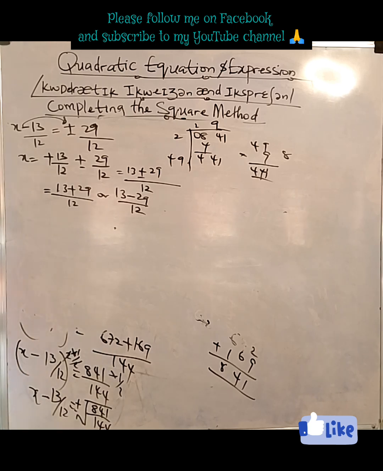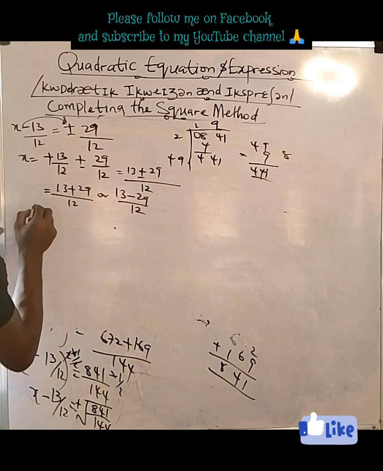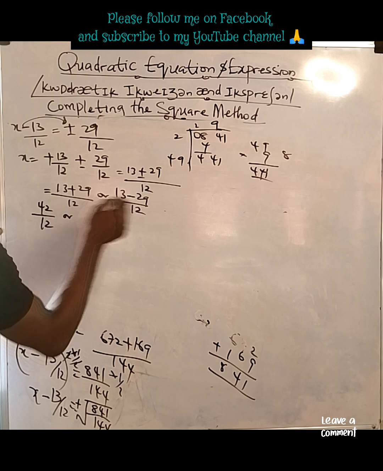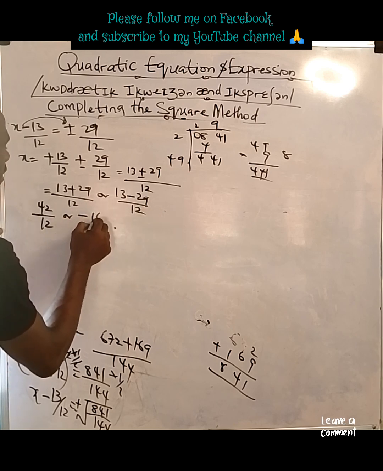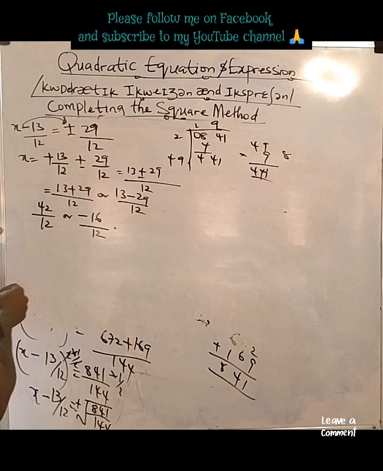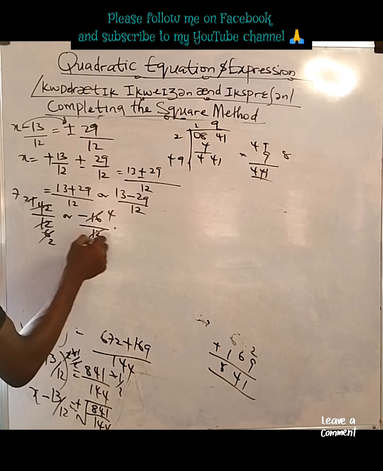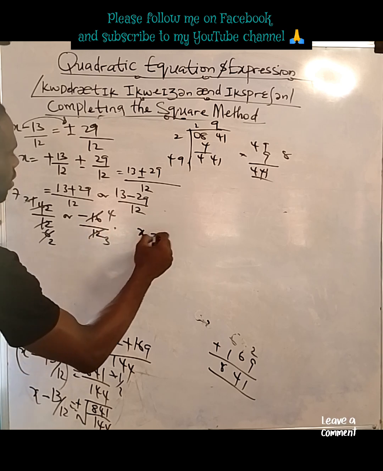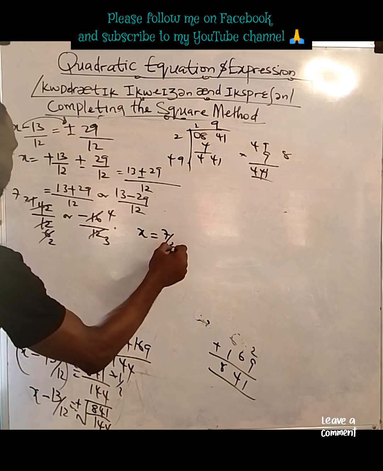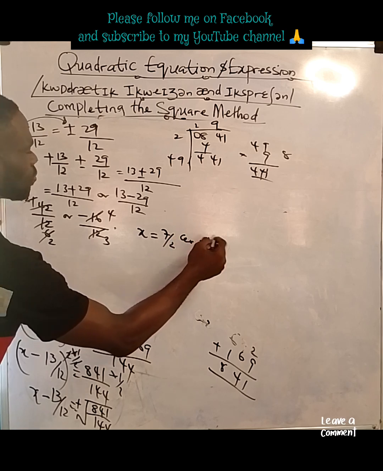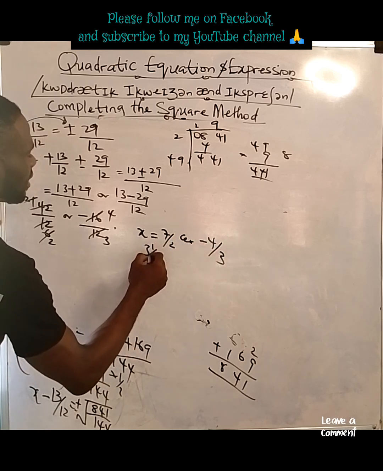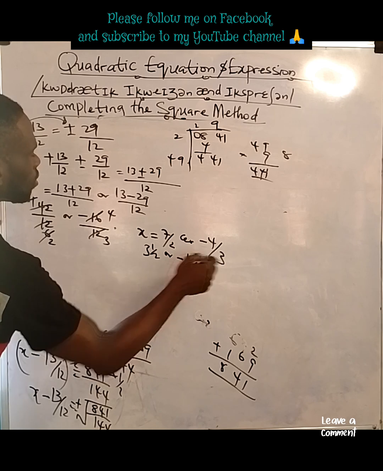So what do we do next? 13 plus 29 will give us 42 over 12. 13 minus 29 will give us minus 16 over 12. So it's high time we got this broken down. 42 over 12 reduces to 7 over 2, and minus 16 over 12 reduces to minus 4 over 3. So the values of x are 7 over 2 or minus 4 over 3. In mixed fraction form, that's 3.5 or minus 1 1 over 3.